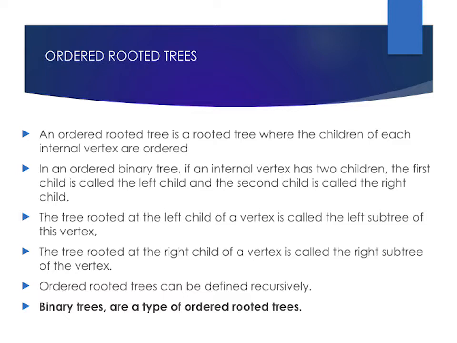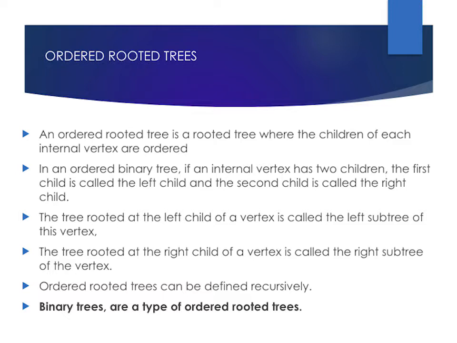In an ordered binary tree, usually called just a binary tree, if an internal vertex has 2 children, the first child is called the left child and the second child is called the right child. The tree rooted at the left child of a vertex is called the left subtree of this vertex, and the tree rooted at the right child of a vertex is called the right subtree of the vertex.